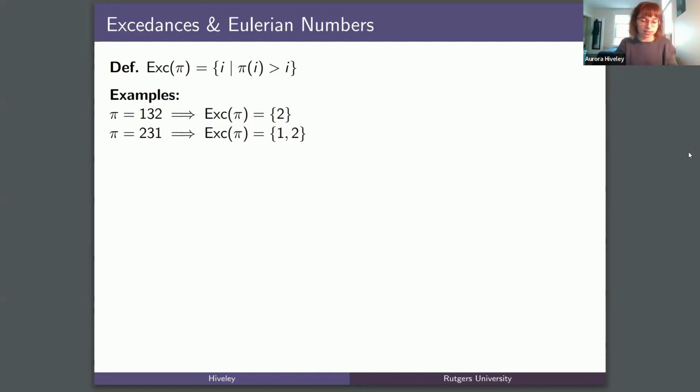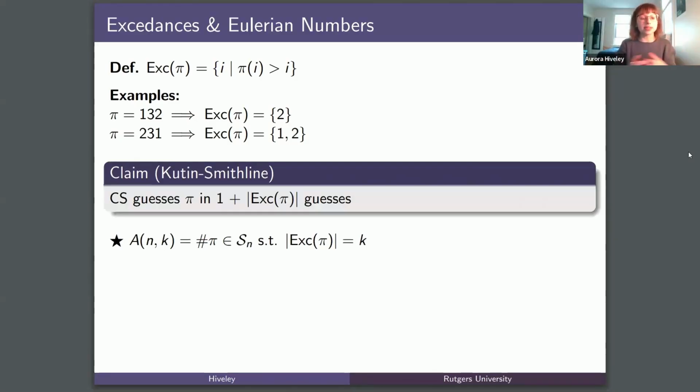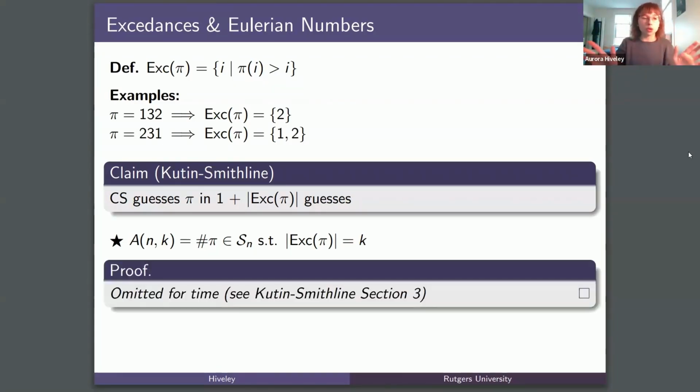And their claim is actually that cyclic shift guesses any permutation pi in 1 plus the number of exceedances of pi many guesses. And this relates to the Eulerian numbers because A(n, k) is equal to the number of permutations of length n that have k exceedances. And again, I won't go through the proof. I need to omit it for the sake of time. I've only got 24 minutes. But if you are interested, it's in their paper, in section 3. It's not a difficult proof. It's just got some meat to it.